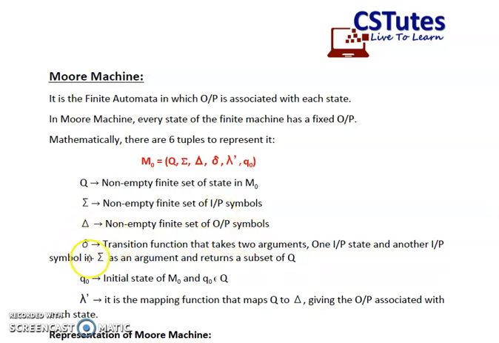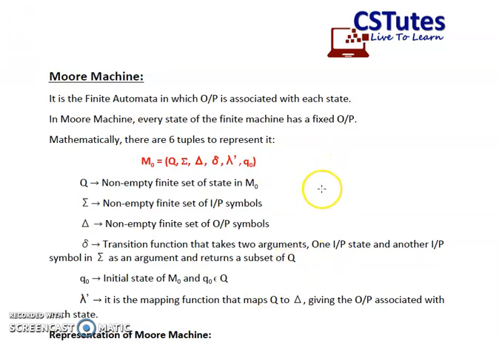Now next is our small delta. Small delta is a transition function that takes two arguments. The first argument is the input state and the other argument is the input symbol from sigma, and as a result it produces a subset of the set capital Q. Now let's take an example.